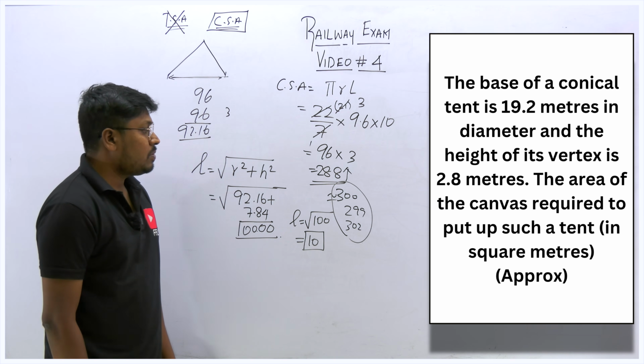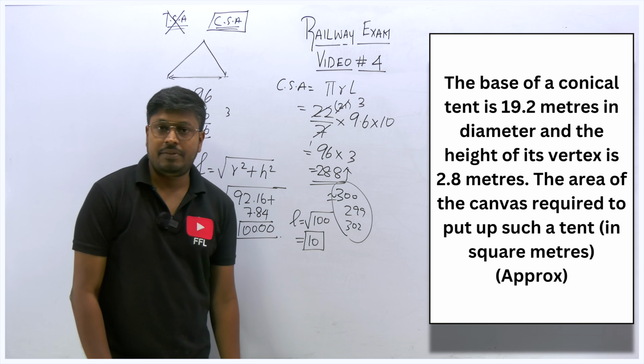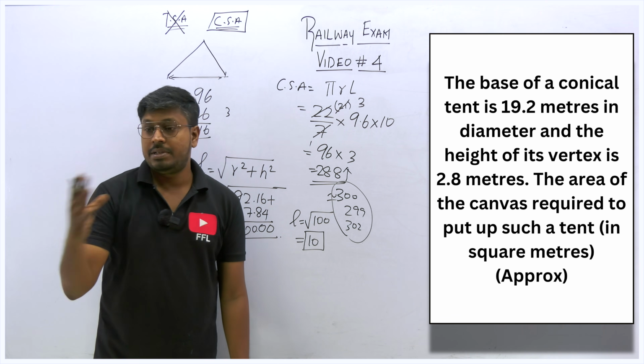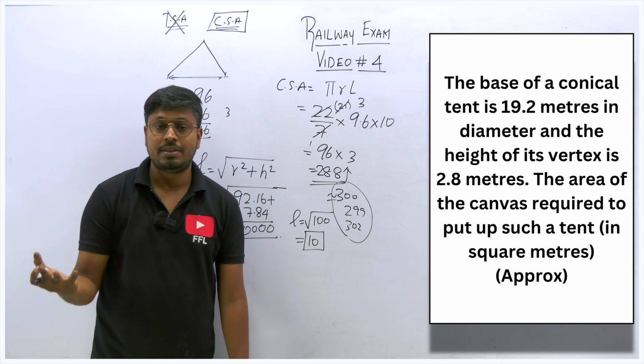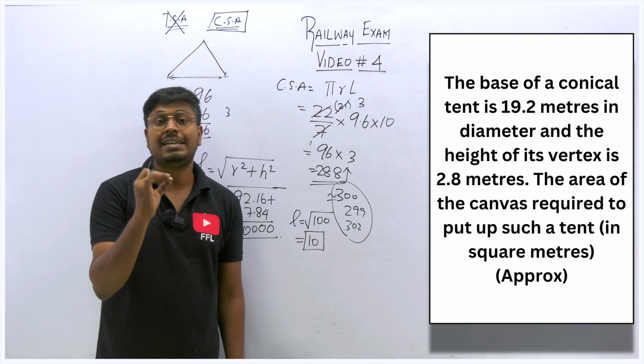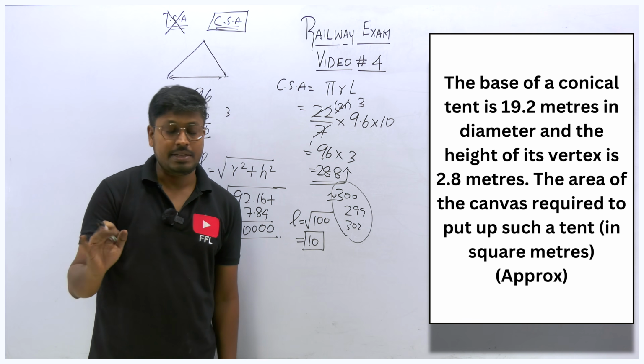But remember one thing, don't make this mistake, right? Whenever the question is based on a conical tent, where we have to make a tent, so how much cloth is required, how much meter of cloth is required to make a tent? For all those questions, you have to always find the curved surface area, not the total surface area.